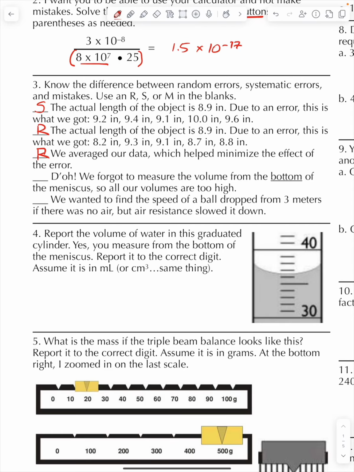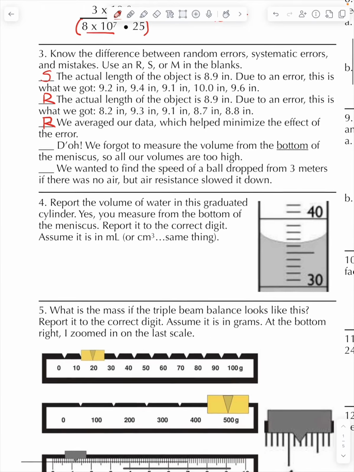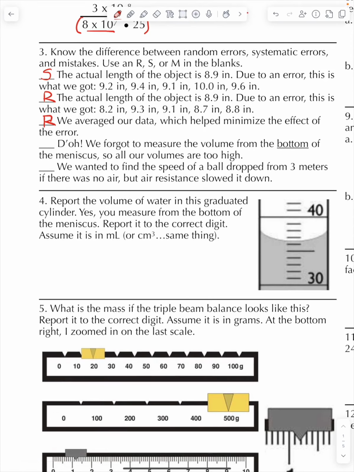All right, doh. We forgot to measure the volume from the bottom of the meniscus. So all our volumes are too high. That is a mistake. You should know not to measure from some other place. You always, as we'll see in the next problem, measure from the bottom of the meniscus. So you made a mistake. Don't blame the experiment for that.